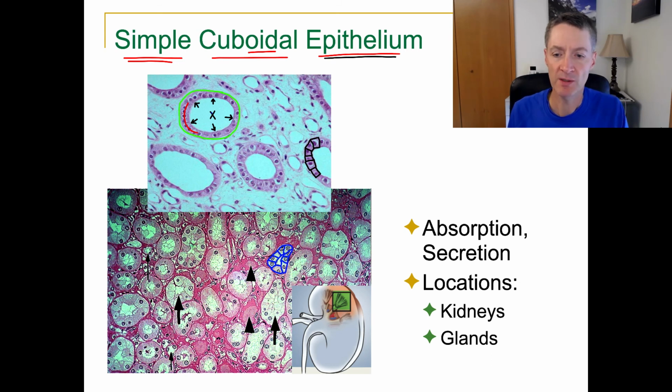So key locations, kidneys and glands. Makes sense with glands too, doesn't it? Because with glands, we're secreting, like sweat glands, or oil glands on our skin. We're secreting things. Some of them are waste products, but we're getting rid of those things, so we're secreting. We're absorbing, not too much in those cases, but we're secreting for sure.